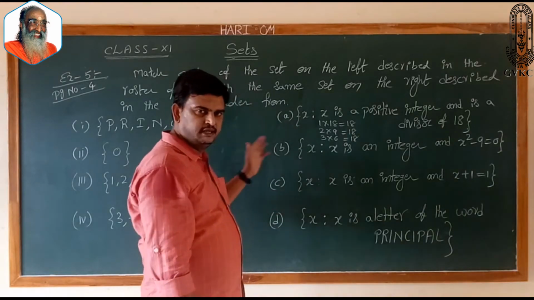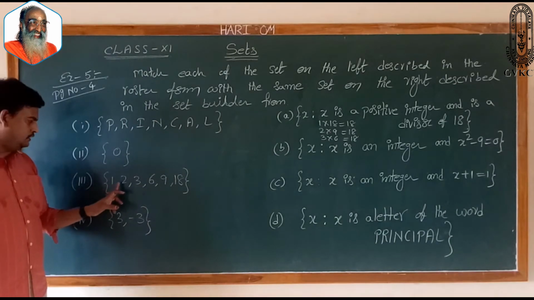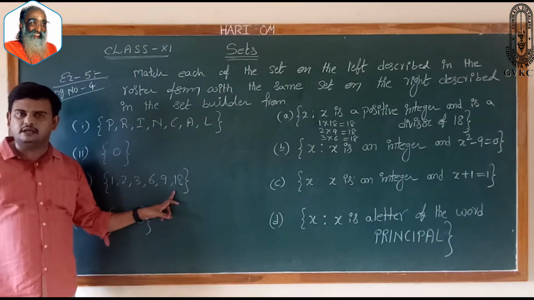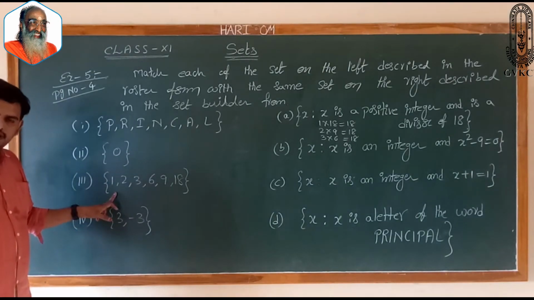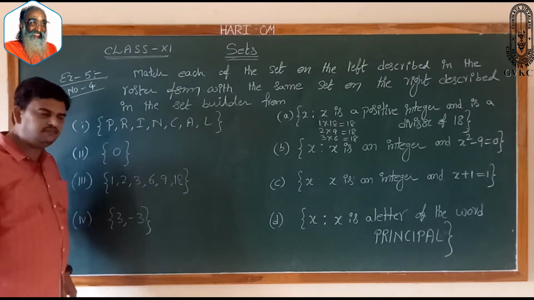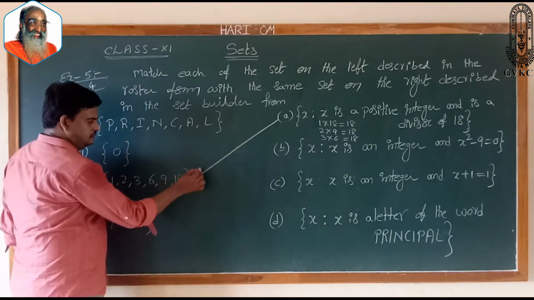Now, on the left hand side, what do we have? Here we have 1, 2, 3, 6, 9, 18. So, these are the positive integers and also divisors of 18. So, this we need to match.